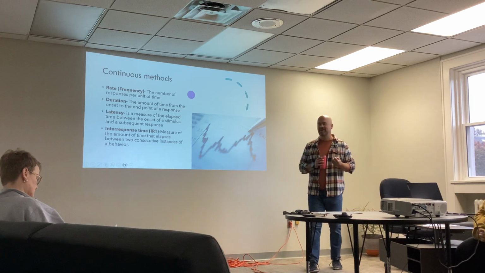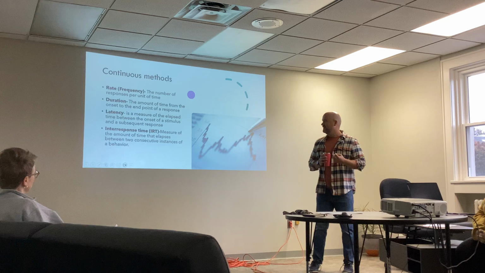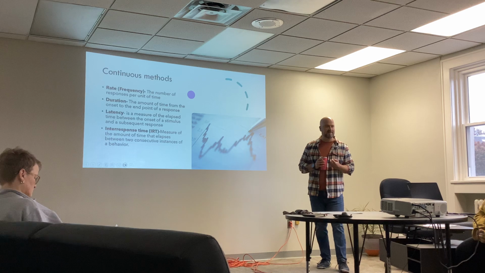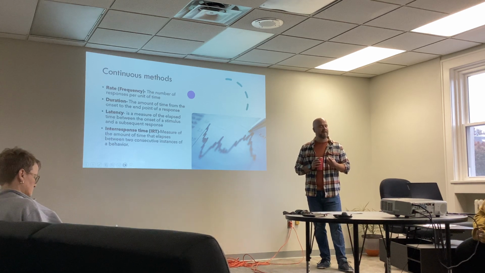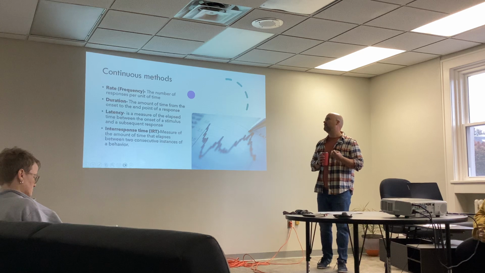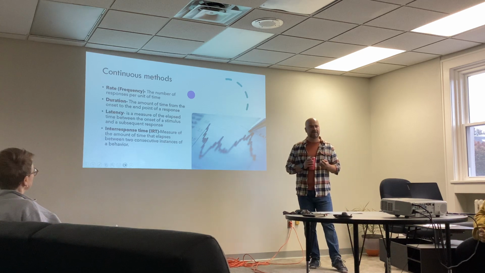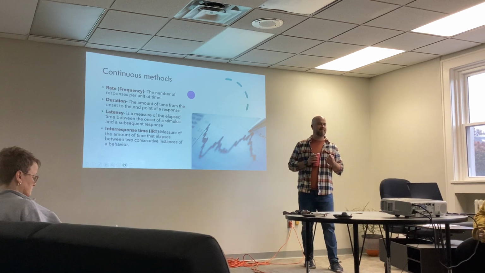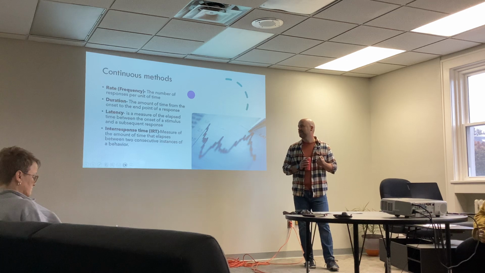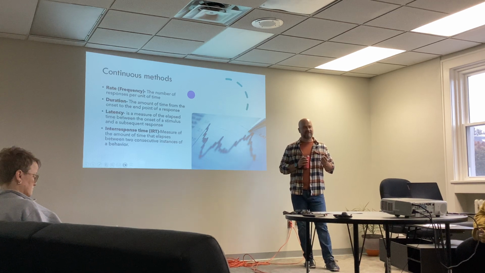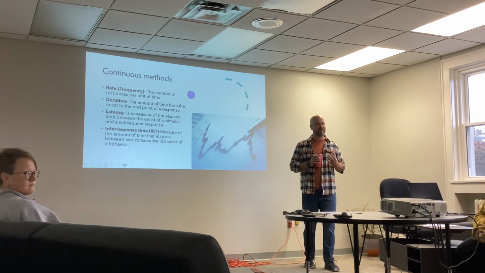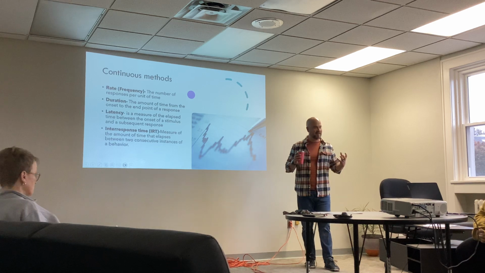So what are the continuous methods? Rate or frequency. And a lot of times when I see rate or frequency, they'll show me the count. Someone will show me the count, but that's only half of it. The number of responses per unit of time. So the mathematical formula here is count over time is how you figure out rate or frequency. Duration is another continuous method. The amount of time from the onset to the end point of a response. So how long does this behavior occur for?